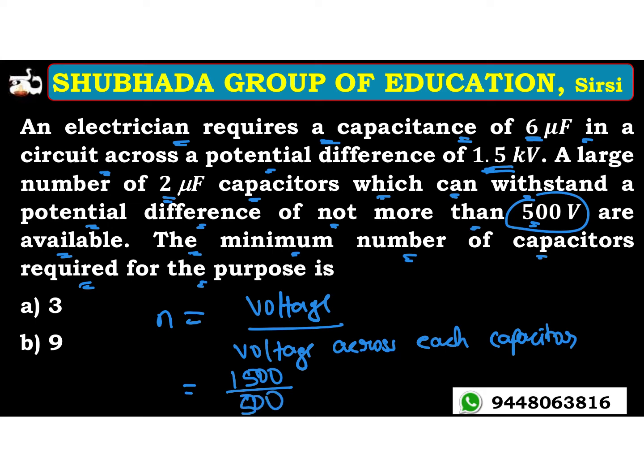This is very important here. The capacitance of 6 microfarad in the circuit of potential difference of 1.5 kilovolt, with a large number of 2 microfarad capacitors which can withstand a potential difference of not more than 500 volt available. In such cases I will get N as 3 here. This is the number of rows.